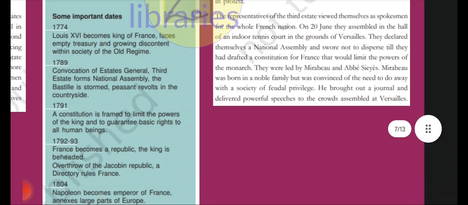Mirabeau was born in a noble family but was convinced of the need to do away with the society of feudal privilege. He brought out a journal and delivered powerful speeches to the crowds assembled at Versailles.